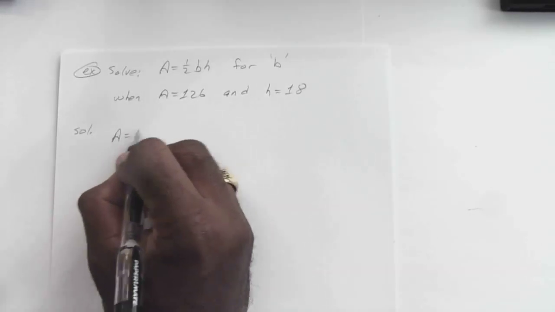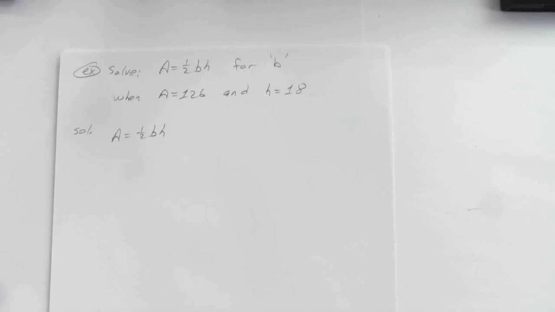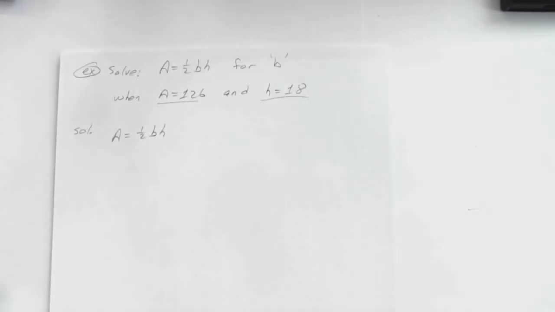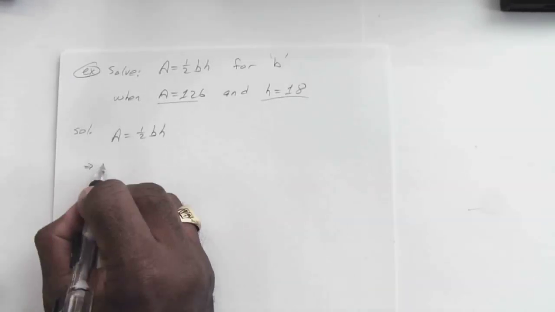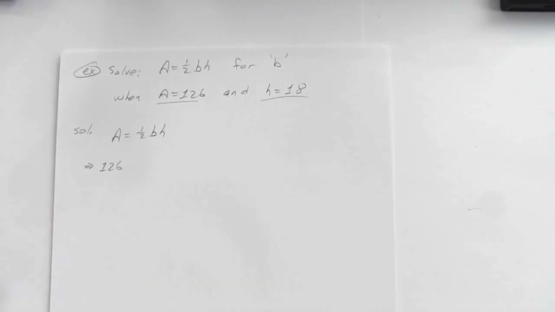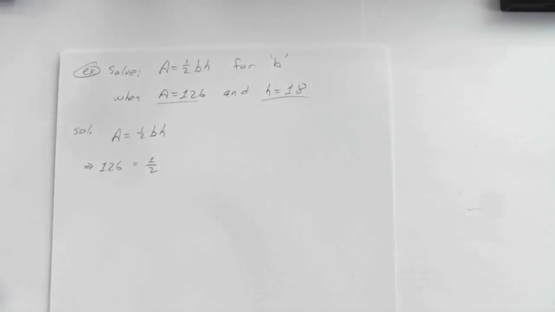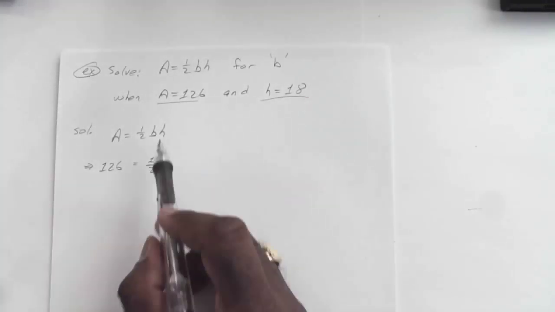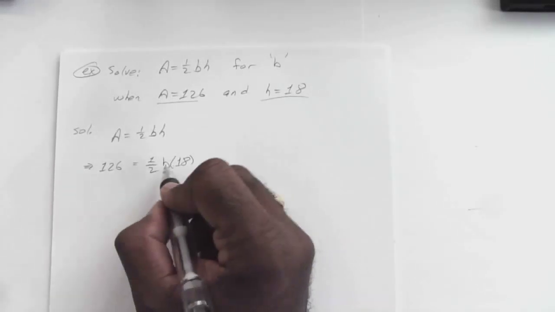Alright, so if we have A equals 1/2 B times H, and we know A is 126 and H is 18, replace A with 126, so you have 126 equals 1/2. B is just B, so that doesn't go anywhere. H is 18, so B times 18.